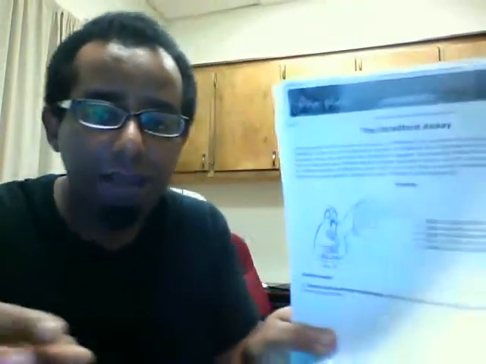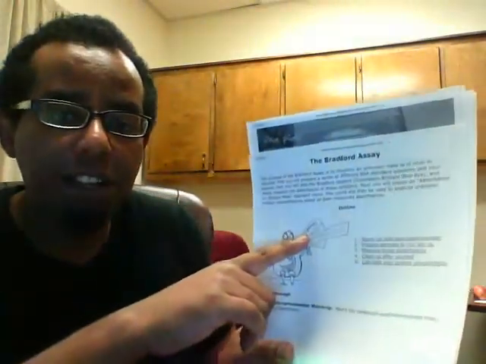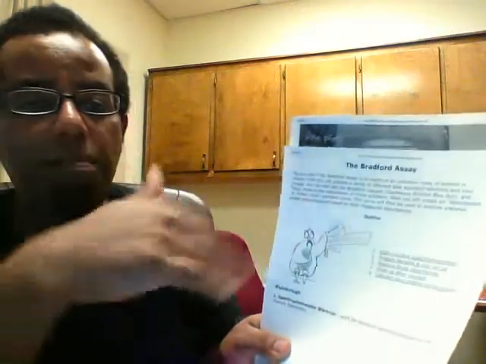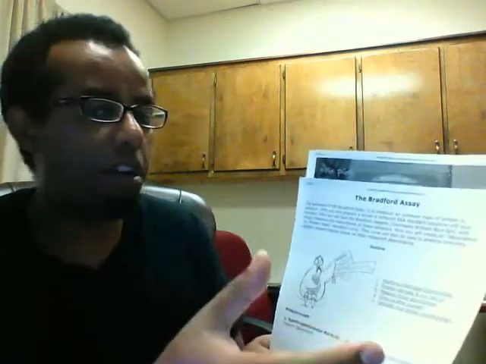Last time, as you remember, we did the Bradford assay. In this Bradford assay, what we were trying to do is pretty much establish the concentration of an unknown solution. That was an unknown protein solution. That was the goal. But in order to do this, we have to first create a standard curve, what's known as a standard curve.